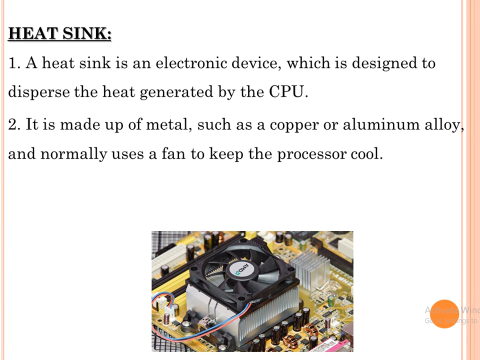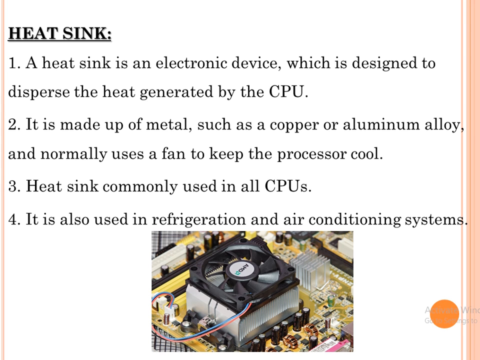Heat sink is an electronic device which is designed to dissipate the heat generated by the CPU. It is made up of metal such as copper or aluminum alloy and normally uses a fan to keep the processor cool. Heat sinks are commonly used in all CPUs. It is also used in refrigeration and air conditioning systems. So whenever we use ACs, this type of heat sink is there. It sends a cool breeze inside the house and takes the warm air and sends it out. For that purpose we are using heat sink.